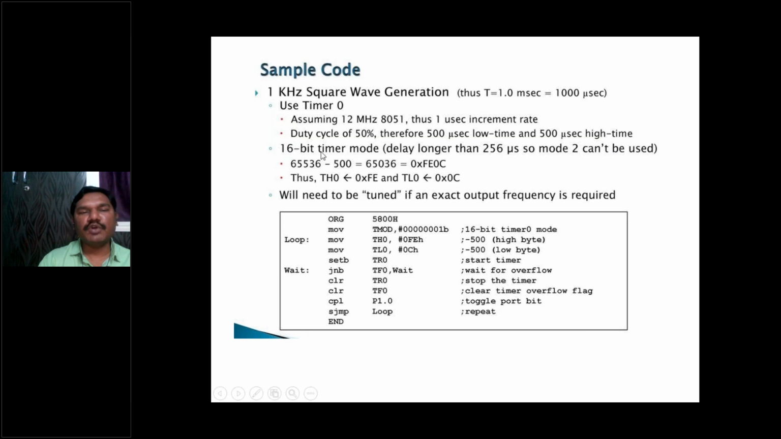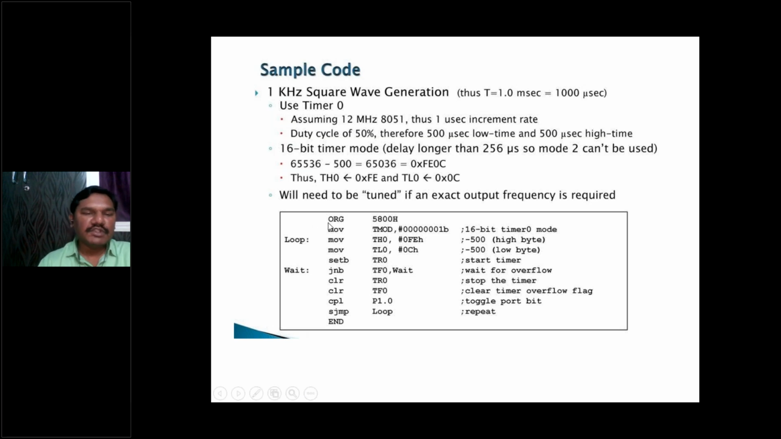Suppose you are operating in mode 1, a 16-bit timer, for a delay longer than 256 microseconds. Mode 2 cannot be used. So 65,536 minus 500 is equal to 65,036. It will be written as FE0C. This program is very, very important from the examination point of view.